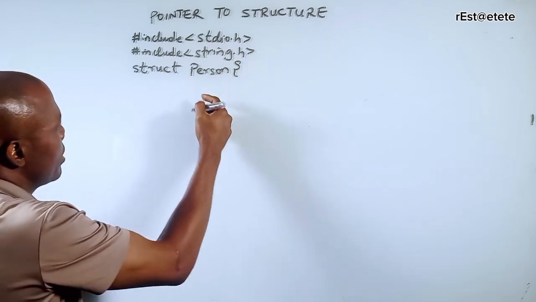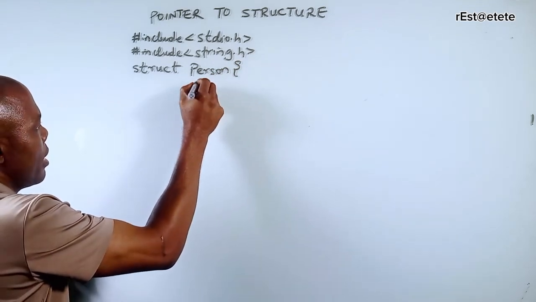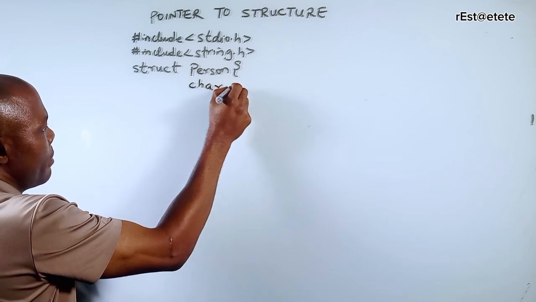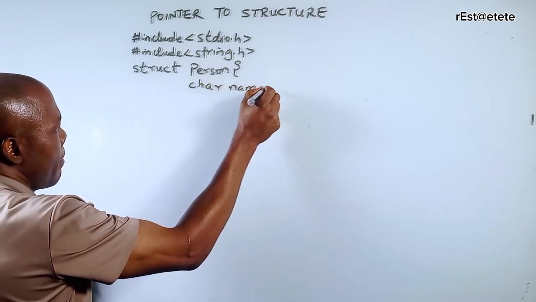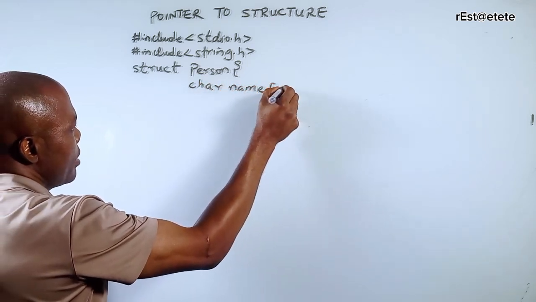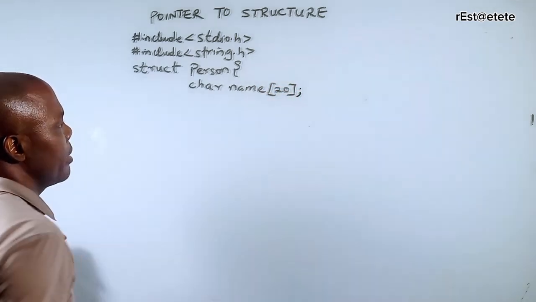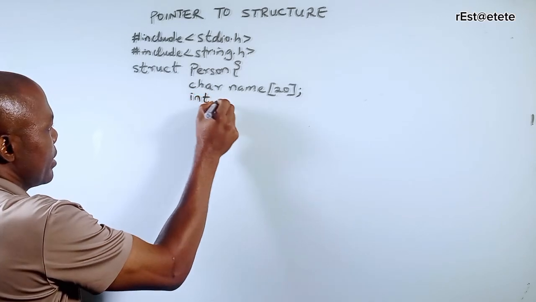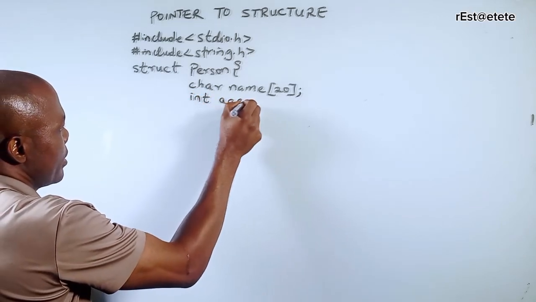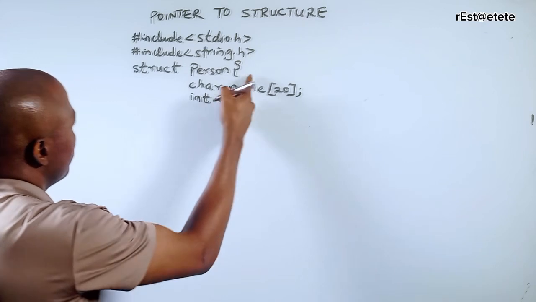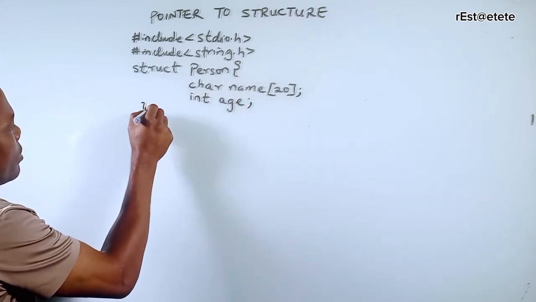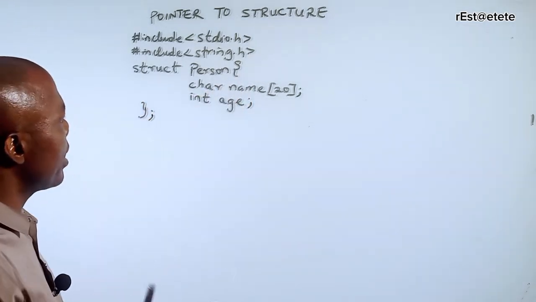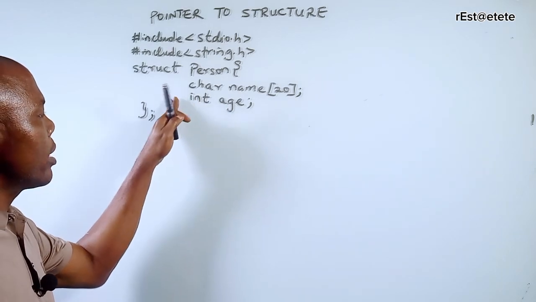Now the members of this person will be what? Char name, we assign 20 to occupy the name. And then we have int age. So let's just stop there and then we close this. So this is our structure.